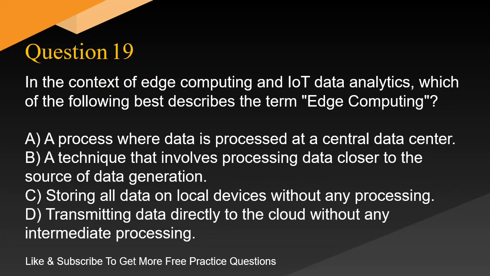Question 19. In the context of edge computing and IoT data analytics, which of the following best describes the term edge computing? A. A process where data is processed at a central data center. B. A technique that involves processing data closer to the source of data generation. C. Storing all data on local devices without any processing. D. Transmitting data directly to the cloud without any intermediate processing.